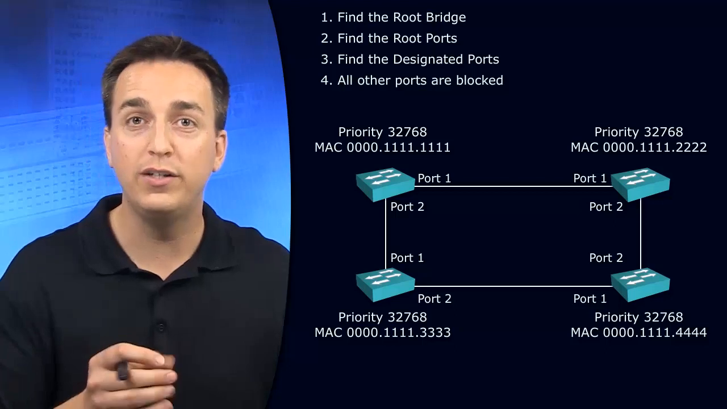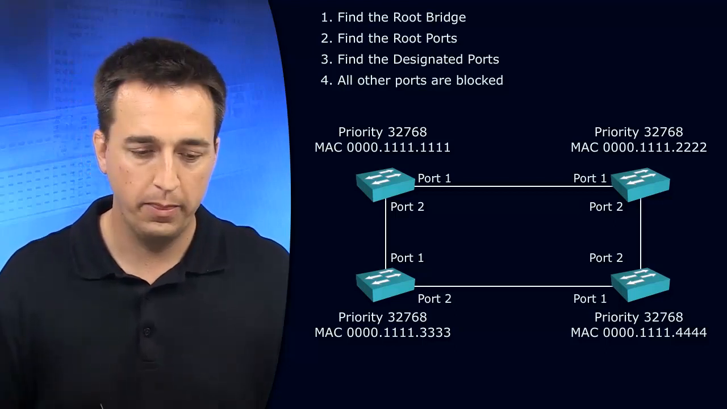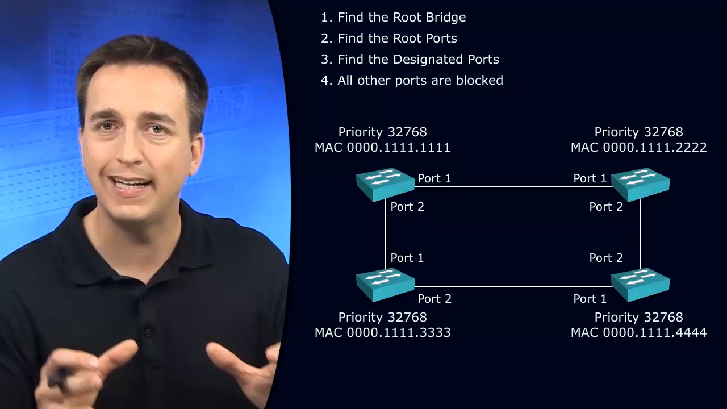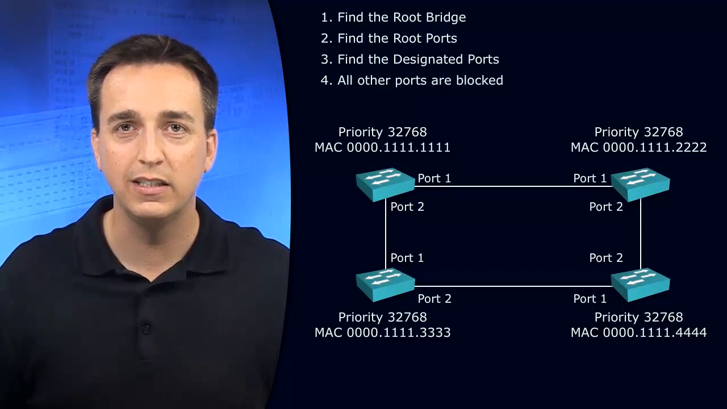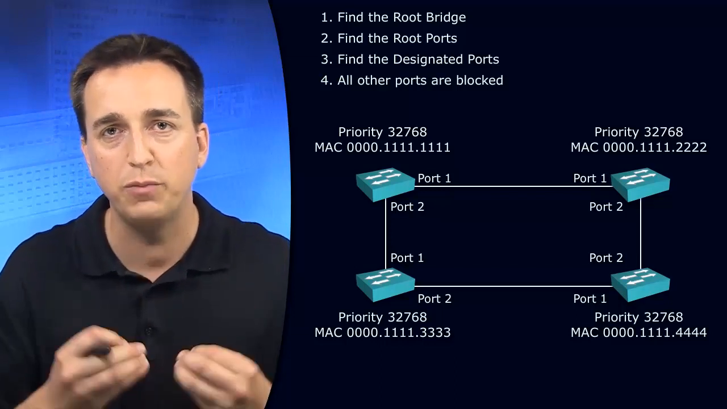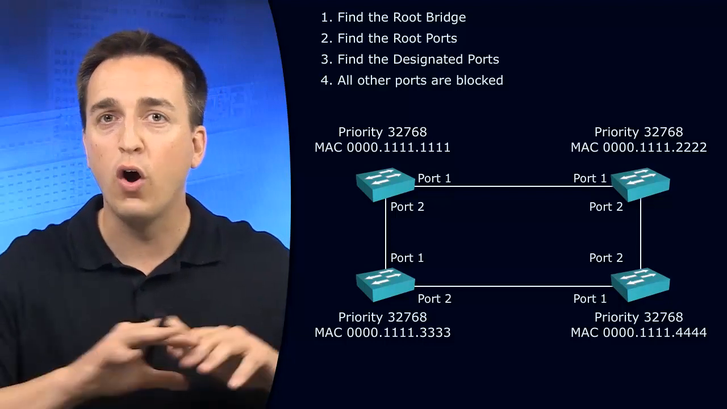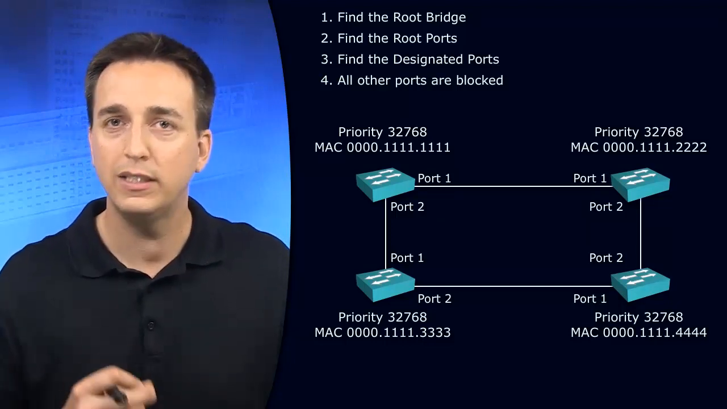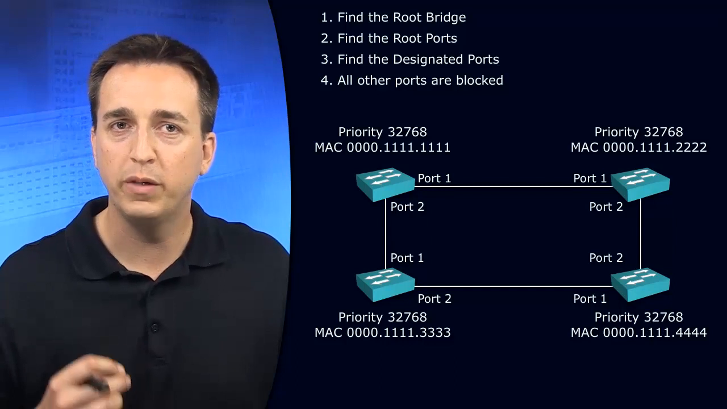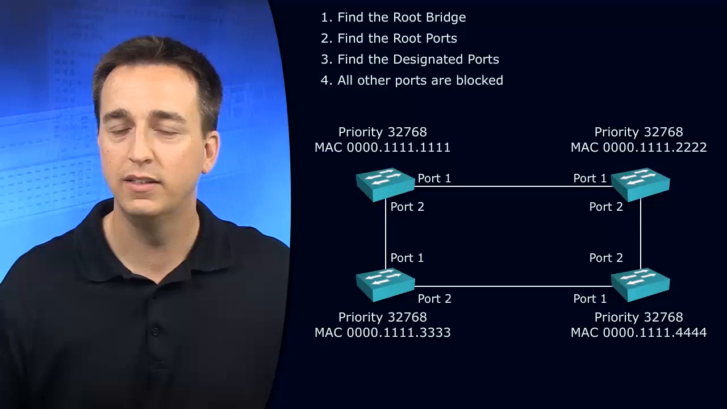Let's identify the root bridge. What is the root bridge? It's that seed, the starting place of that spanning tree topology. It's where the rest of the spanning tree topology will grow from. If you get the root bridge wrong, the rest of the topology is wrong. So this is very important. You must start off by planting the seed in the right spot.